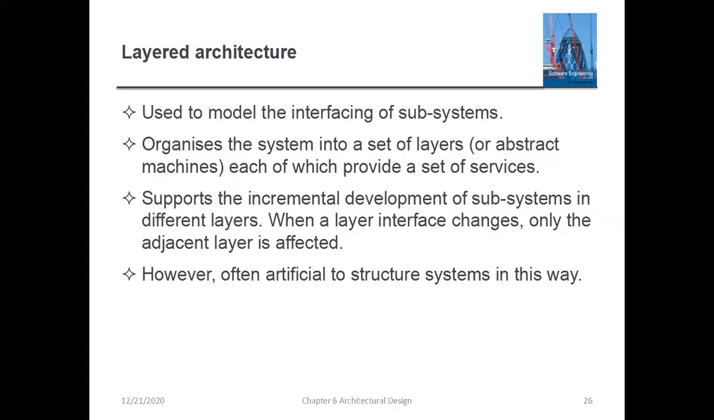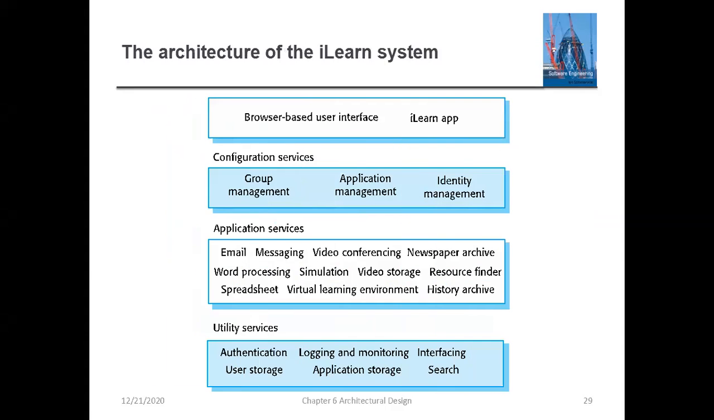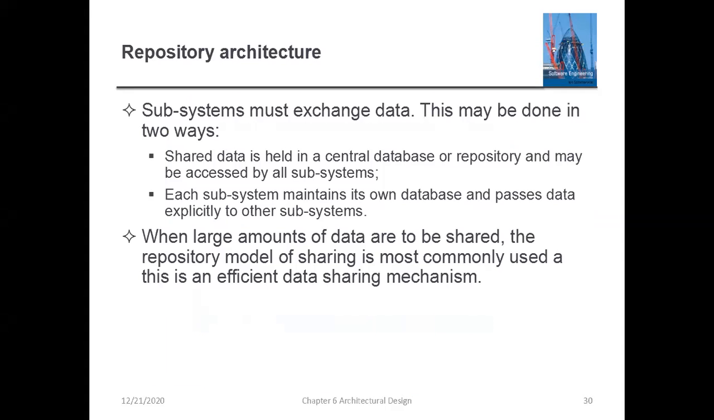Okay, after that we have the repository architecture. So subsystems must exchange data, and this may be done in two ways. Shared data is held in a central database or repository, and may be accessed by all subsystems. Each subsystem maintains its own database and passes the data explicitly to other subsystems. So the repository, sometimes the client server we discussed is also a kind of repository, where they access a central system.